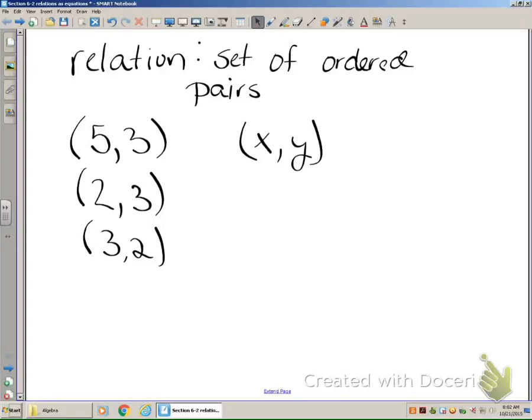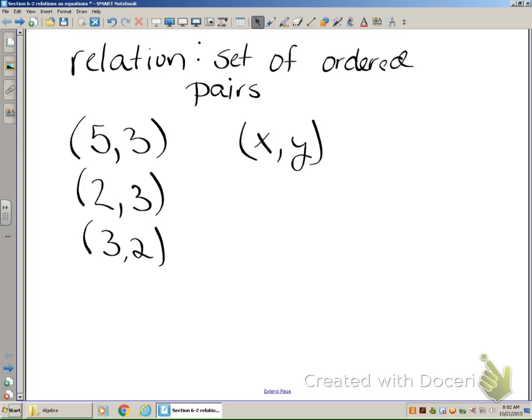Yesterday in our lesson, we talked about representing relations as sets of ordered pairs. Then we put that into a table. We did mappings, we graphed it, and we found the inverse of a relation. We're going to continue with working with relations again today. So once again, just a little review.